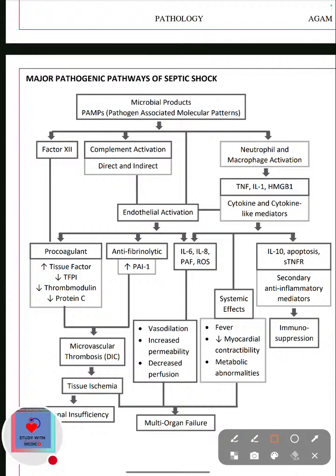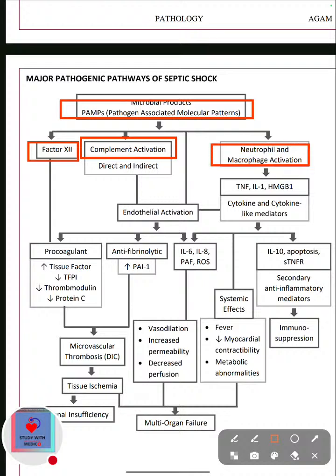सो यहाँ पे है हमारे पास microbial products, pathogen associated molecular patterns are there, ठीक है। So what will happen, they activate the factor 12, complement activation is there, directly or indirectly, okay. Neutrophil and macrophage activation, of course this is there because of the infection. So the complement activation, either direct or indirect, causes endothelial activation.